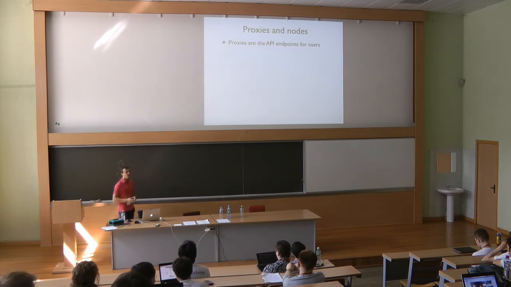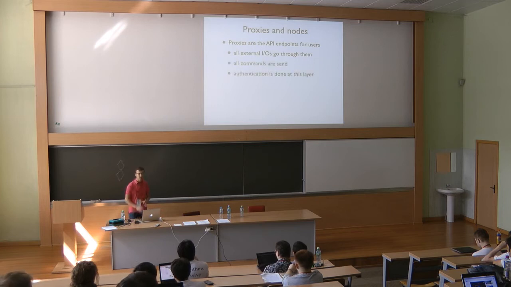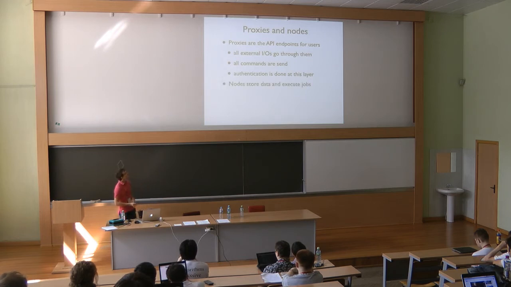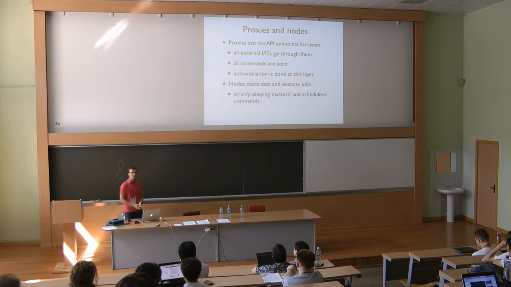So proxies are the API endpoints. They are the points where the user actually interacts with the system, and all external I/O goes through them, and all the commands are issued to them, and also the authentication is performed at the proxies. So they are like a booth serving you when you work with the cluster. Nodes are also quite simple things. They just store data, execute your jobs which you would like to perform, and they strictly obey the master and the scheduler. The most interesting and the most important things of the system, as you may understand already, are masters and schedulers.